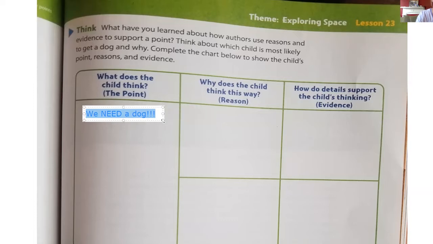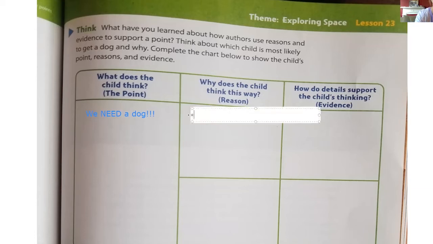So this one here is, we need a dog. That's her point. What are the reasons? Well, I can look at the chart, and she actually has a very compelling chart that this little girl has made. She says we need a dog, and right underneath it, she gives you the reasons. So the first reason is that it's going to teach her responsibility, teaches her to be responsible.